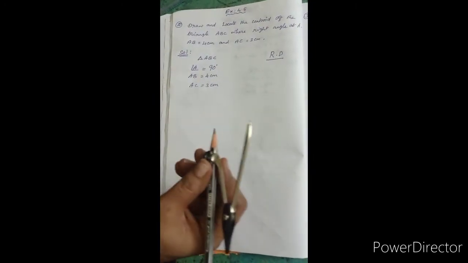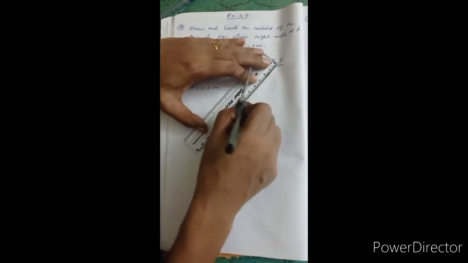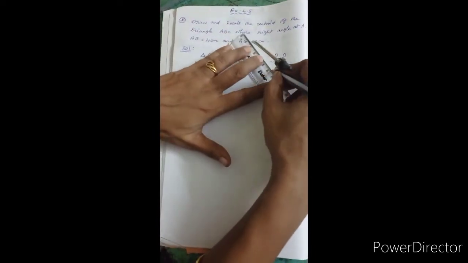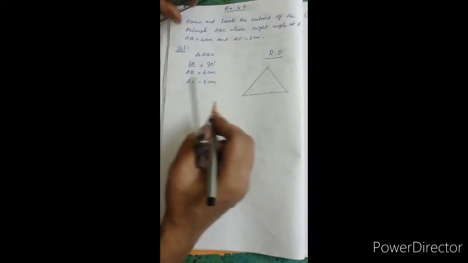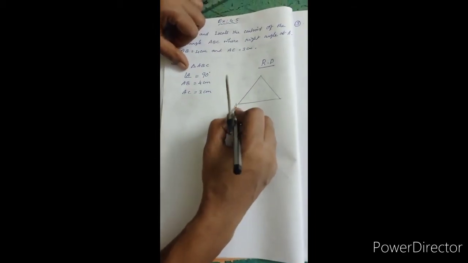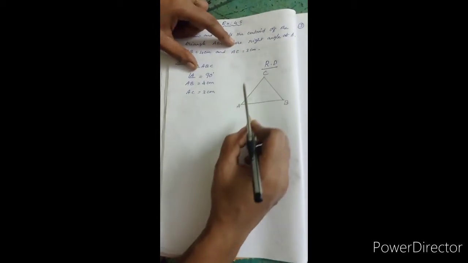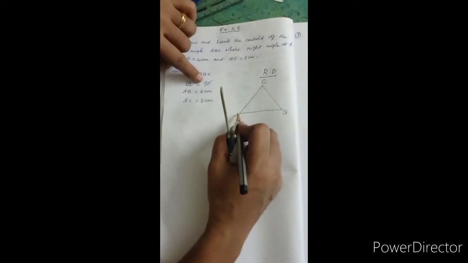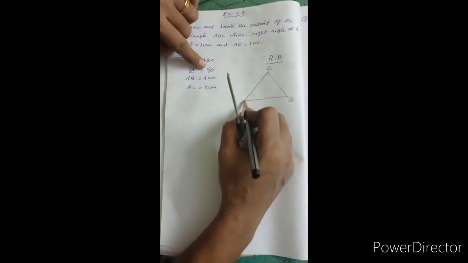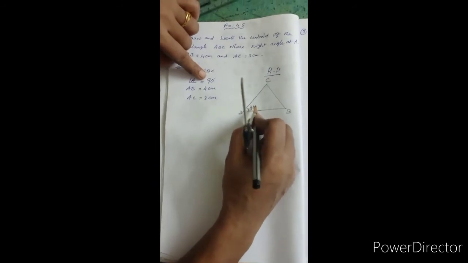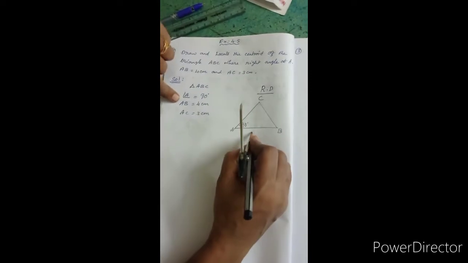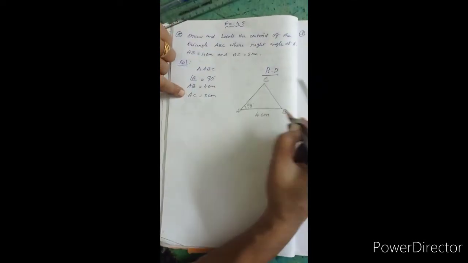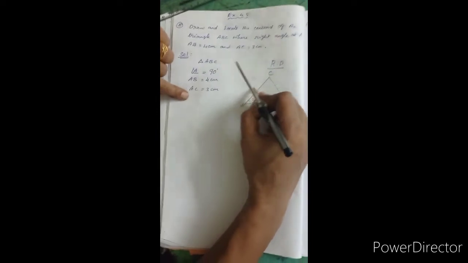Draw rough diagram. Draw one triangle. Here A, B, C. Given one is right angle at A. Here only vertex A, that angle is 90 degree. That is given. AB equal to 4 cm. This one is AB, that side is 4 cm. Then AC, that is 3 cm.